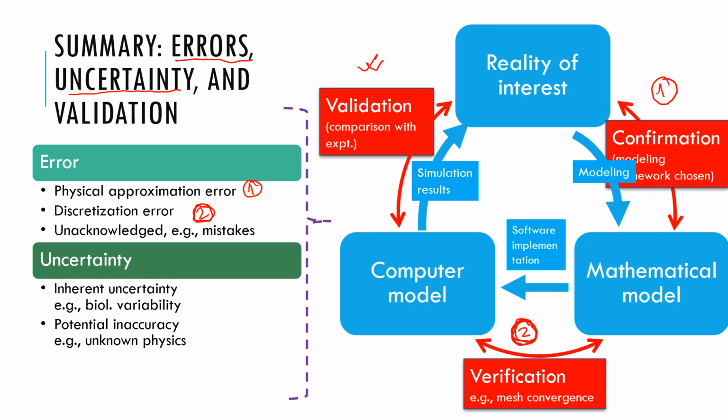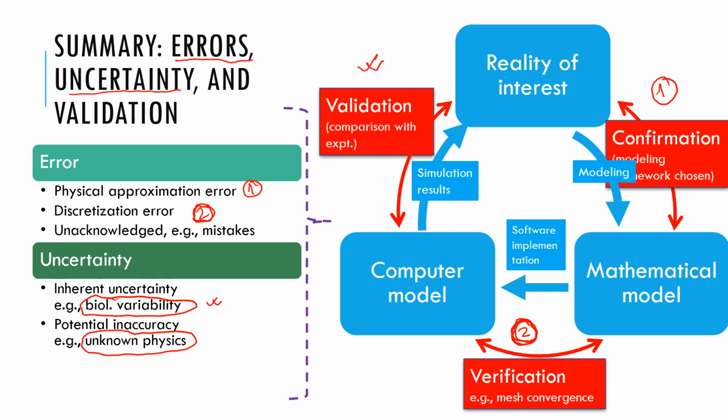Uncertainty can be due to simply the biological variability, this one here, or it can be due to unknown physics. We don't even know the most complicated or the most detailed version of the physics, so what we are using may not be the most accurate.